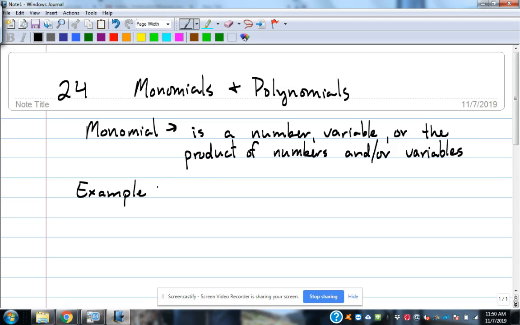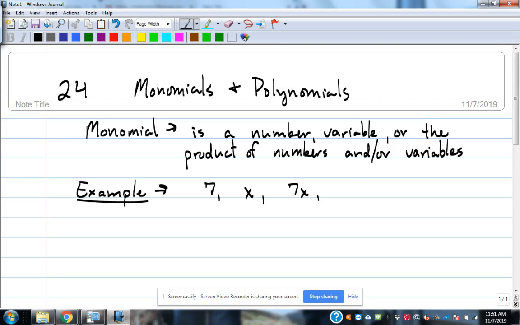What does the prefix mono mean? One. So it's just one piece, okay? So just the number 7 would be an example of a monomial. Plain old number 7. It's a monomial. X, it's a variable. That's a monomial. And then the next part of the definition says it's the product. What's product in math? It's a multiplication problem. So if I multiplied 7 times x, that's still a monomial. So that's a product of a number and a variable.